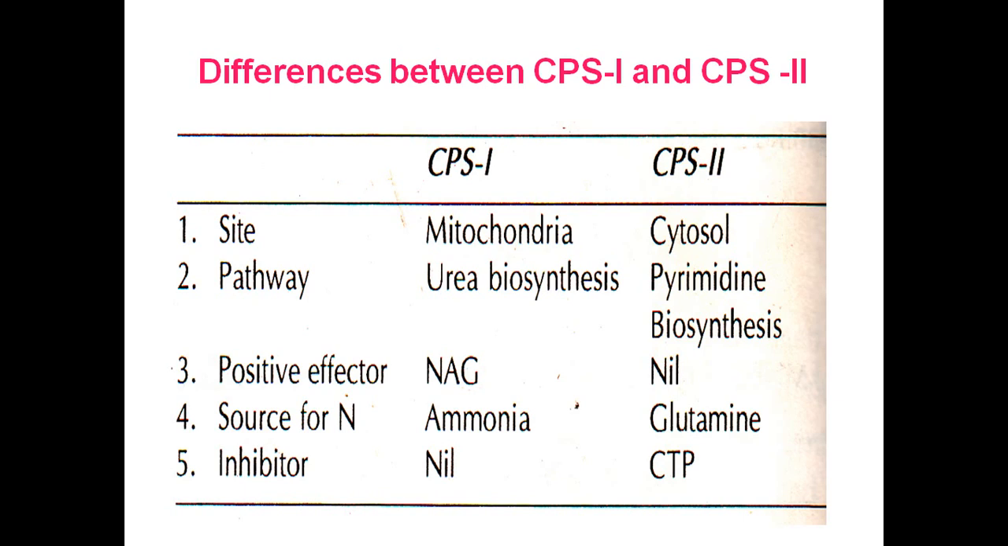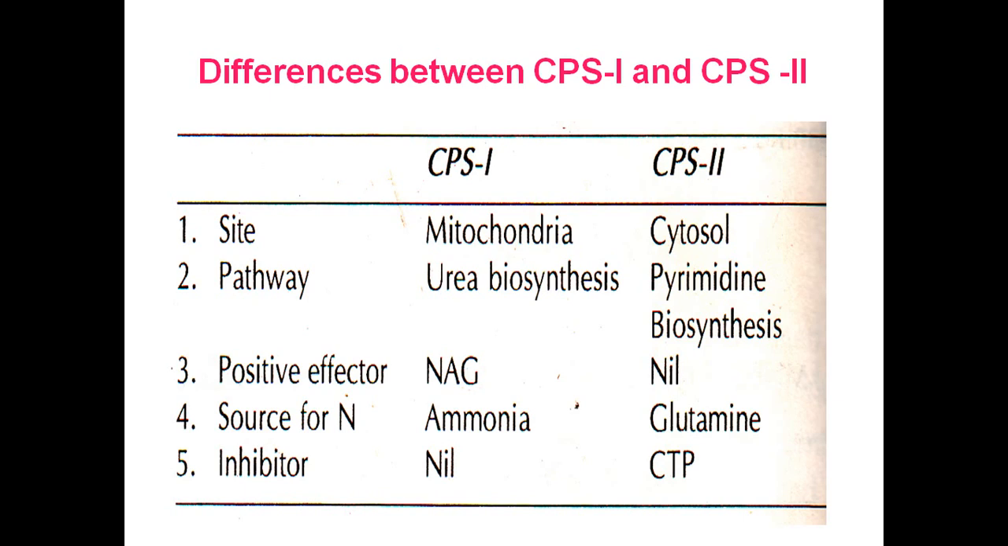Source of nitrogen for CPS1 is ammonia, whereas for CPS2 it is glutamine. Source of nitrogen for CPS2 is glutamine. Inhibitors for CPS1 are not there, but for CPS2 there is an inhibitor called CTP, cytidine triphosphate. So this table shows the differences between the two enzymes CPS1 and CPS2.